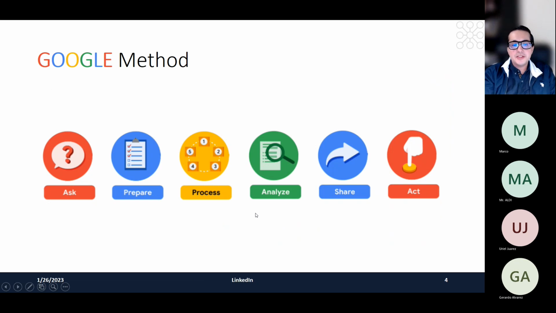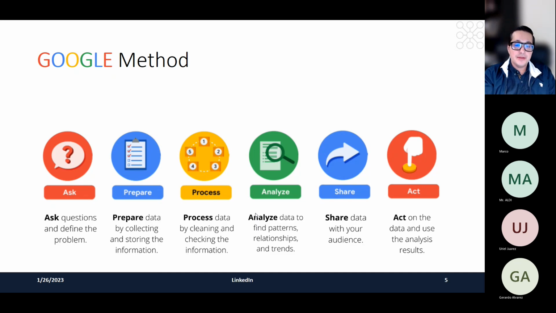So the Google method is really simple, guys. Most of us that work in the manufacturing environment know that there are methodologies pertinent to lean manufacturing and Six Sigma that we can follow that can help us analyze. But there's also the Google method. The Google method is more based on data. So you see here on your screen that there are 6 steps. For the manufacturing environment, we are going to take into account 5 of them. The first one is going to be ask. The second one is going to be prepare. Then process, analyze, and share.